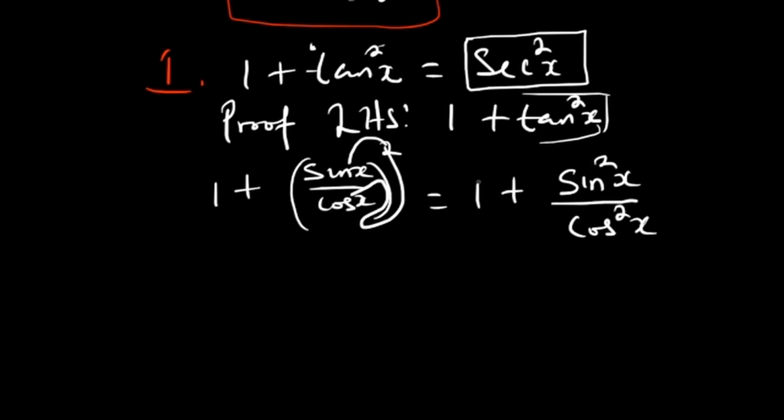Remember I said, whenever you have a fraction, combine them into a single fraction before you go ahead and simplify. Now, this can be written as 1 over 1. Remember that 1 over 1 is still the same.